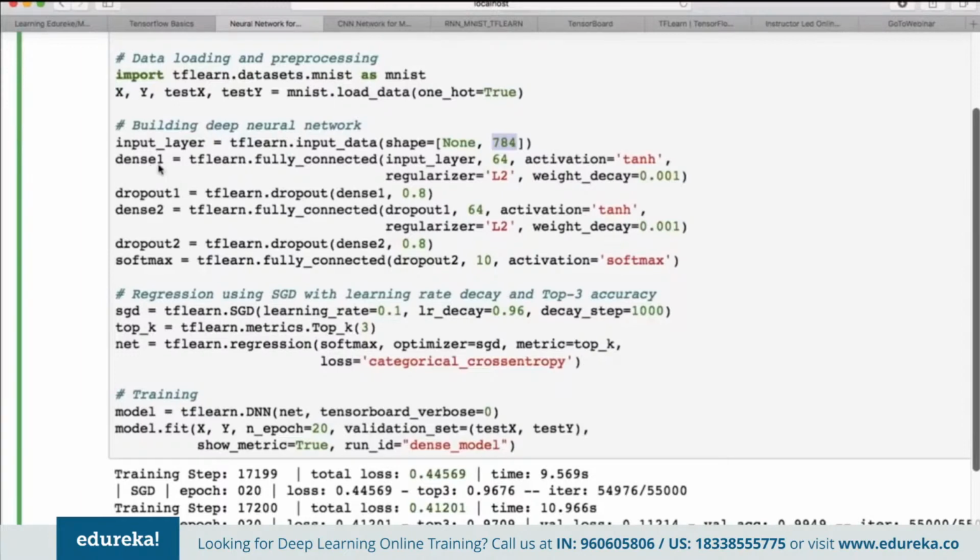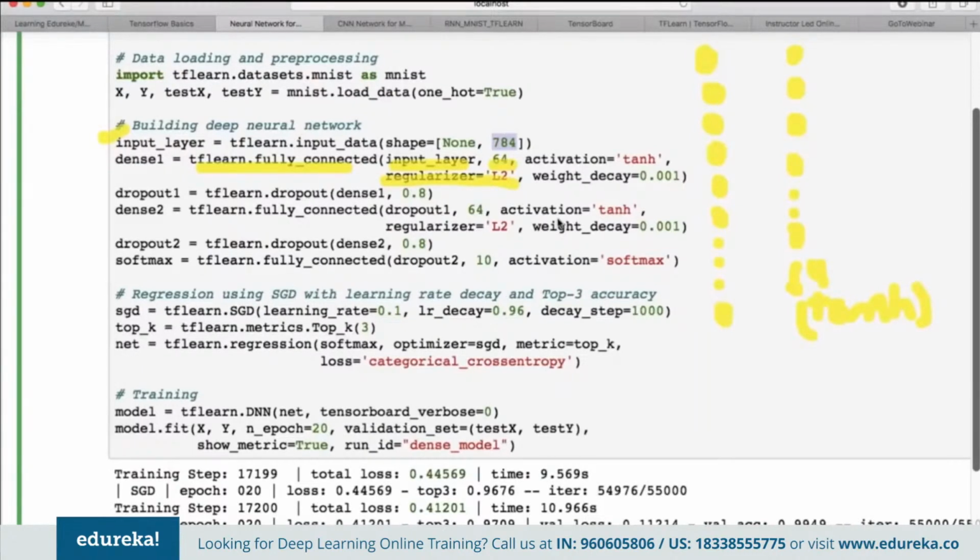Then you create dense layer 1. We are inputting each pixel value in this particular format, not the grid format. So these are all your 784, and then we are creating a fully connected layer. We are taking the input layer which we initiated on top. We are creating 64 nodes in the first hidden layer. The activation is tanh, so we are using the tanh activation function. And then regularizer L2, if you recall what it was.